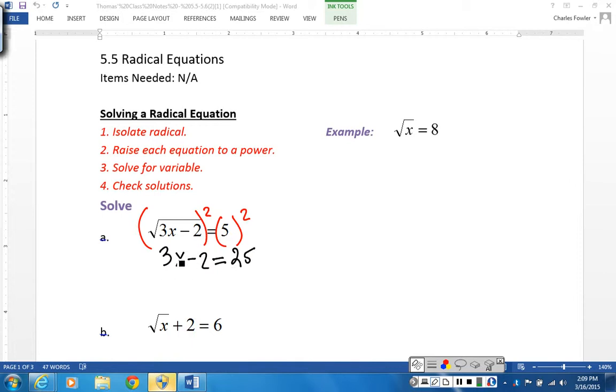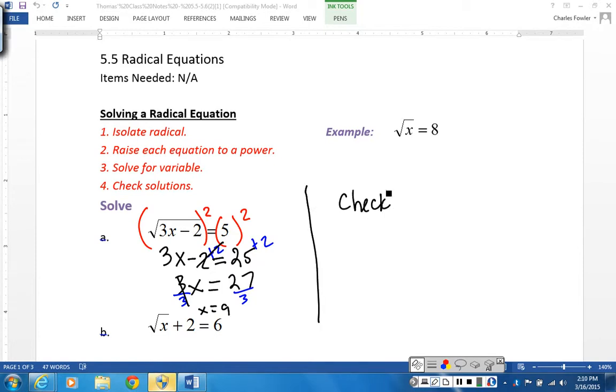Now all we're doing is solving for the variable x. We will add 2 to both sides, and we get 3x, that cancels, equals 27. Divide by 3. x equals 9. However, what is that last step you always should remind yourself to check?